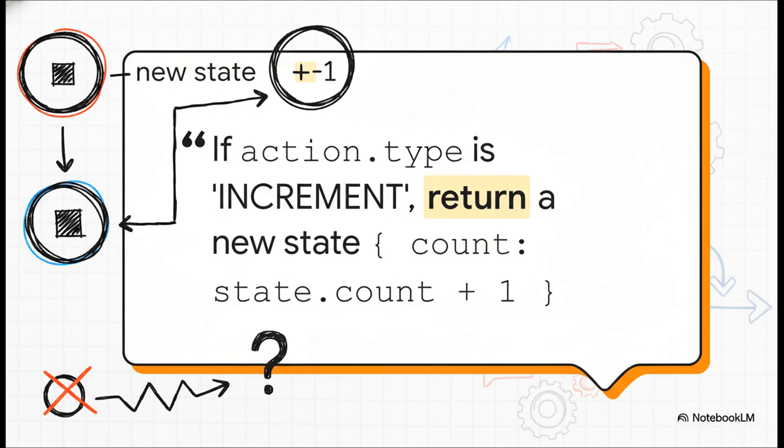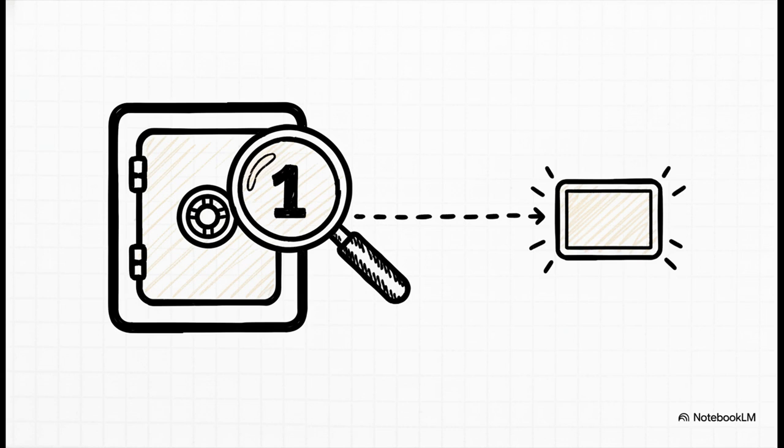And here's what it looks like in code. This function gets the current state and the action we dispatched. It then uses this switch statement, which is just a fancy way of saying if this, then that, to look at the action's type. If the type is increment, it returns a totally new state object where the count is 1 higher. And if it sees an action it doesn't recognize, it just returns the old state, completely untouched. Nothing breaks.